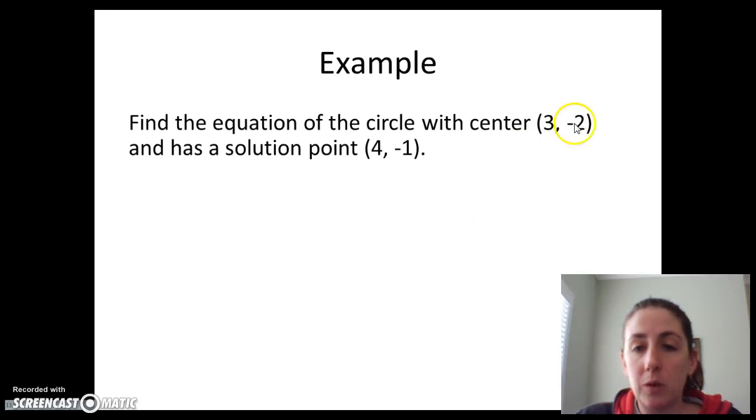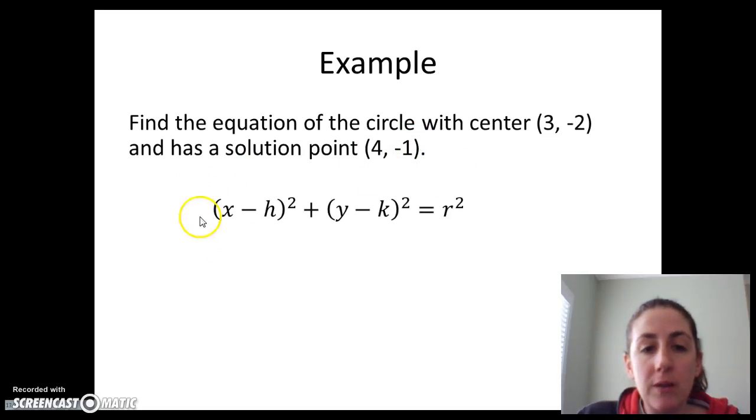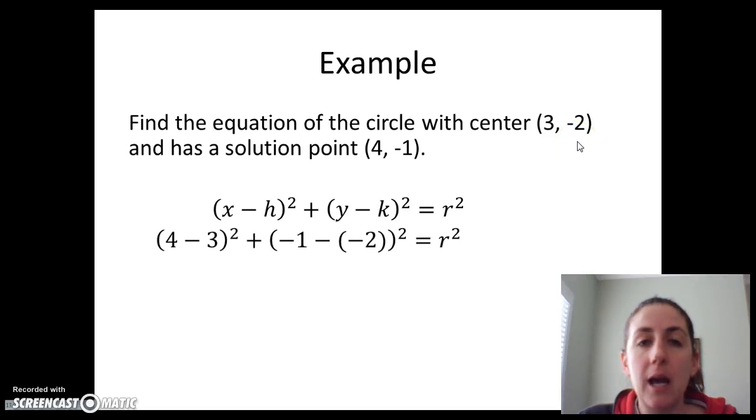Well, the nice thing is we were given the center, so we know h is 3 and k is negative 2. The other constant we need to fill in is r, the radius. The radius isn't given to us, but a solution point is. So we know in this equation, if we plug in 4 and negative 1 for x and y respectively, that we would get a true statement. So that's what we'll do. We'll plug in 4 for x, negative 1 for y, 3 for h, and negative 2 for k, and then we'd be able to solve for r.